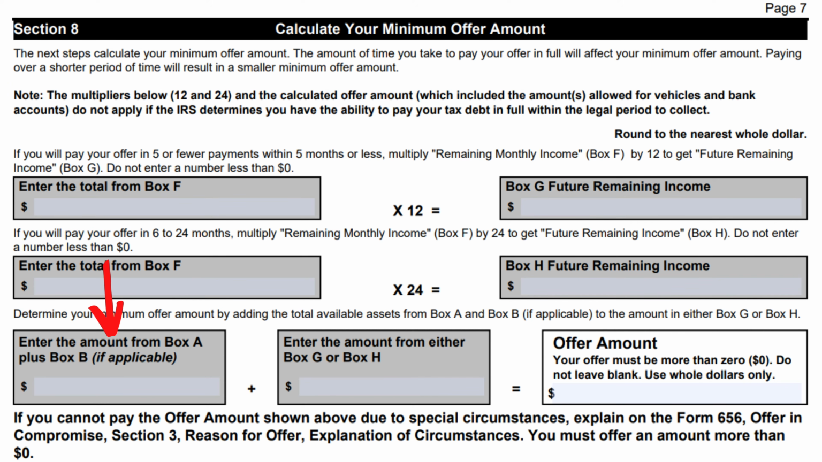Basically, you add box A and box B, you put that sum in the box that says, no surprise, enter the amount from box A plus box B. And then the second box here at the bottom of Section 8, the box that says enter the amount from either box G or box H. Obviously, you'd put the amount from box G if you're doing the lump sum cash offer, and you'd include the amount from box H if you're doing the periodic payment offer. Then you add these 2 boxes together, and voila, you have the amount of your offer and compromise.